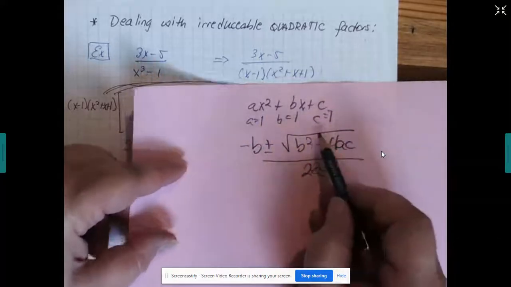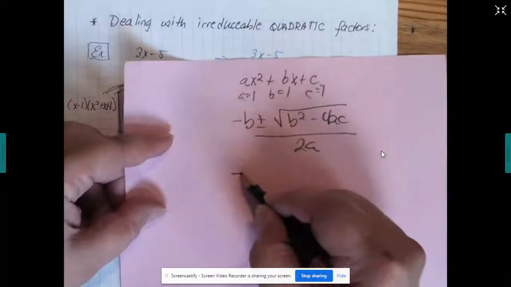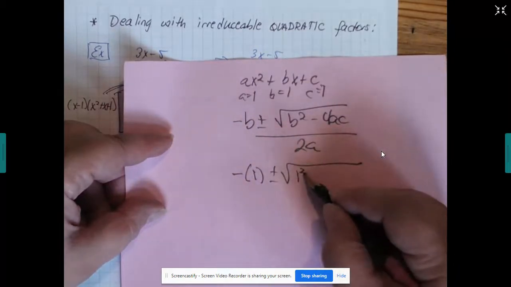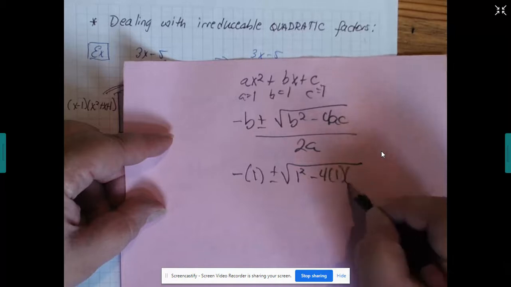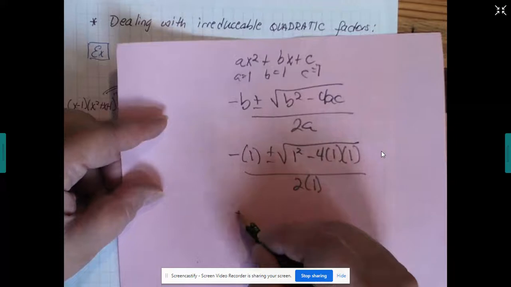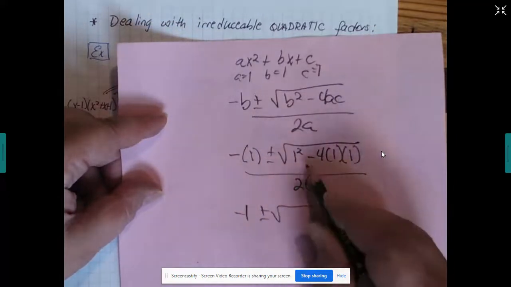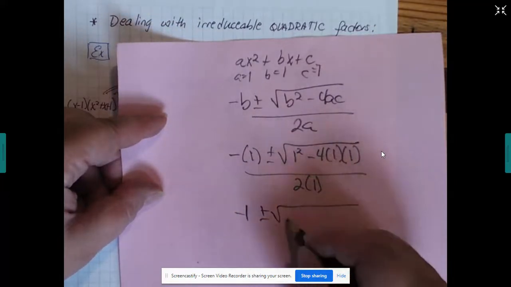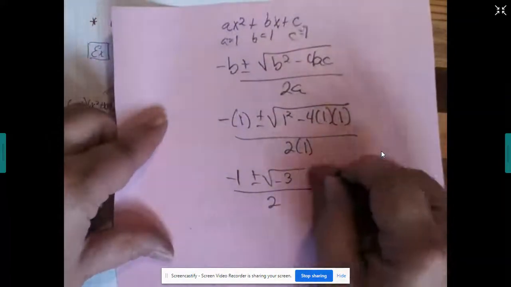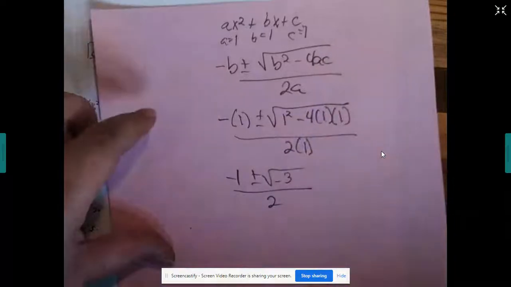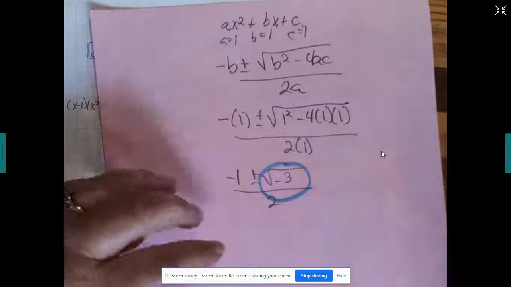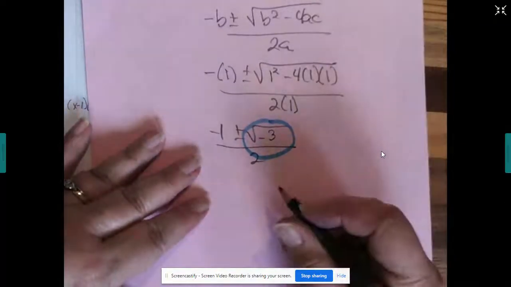Okay, so if you plug that in there, let's see, opposite of b, so opposite of 1, plus or minus the square root of b squared minus 4 times a times c, all over 2 times 1. So that would be negative 1 plus or minus the square root of 1 minus 4, which is negative 3, all over 2. So I want you to look at this part right here. That is what's telling you that you can't reduce it.